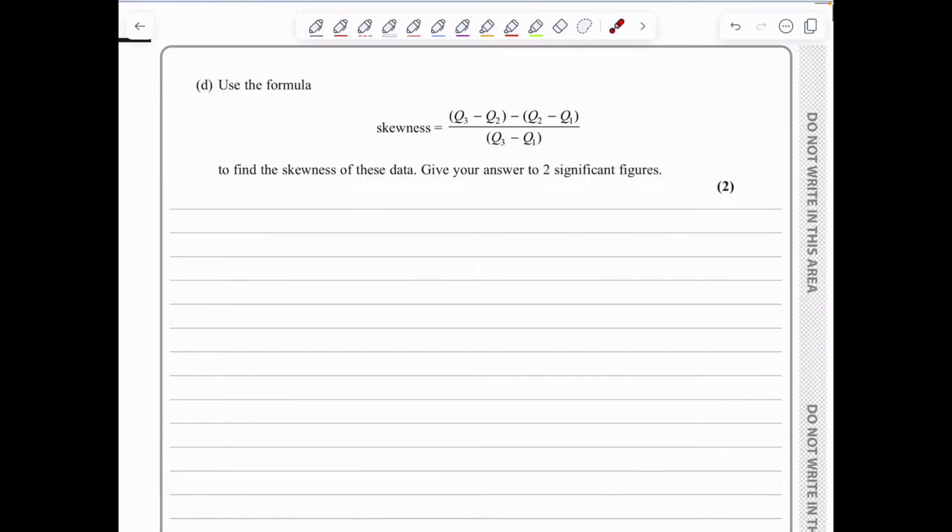In part D, we're given a formula for the skewness, and we need to evaluate this for this particular set of data. So the skewness in this case will be Q3, which is 37, minus Q2, which is 26, minus the Q2 of 26 minus the Q1 of 19, over Q3 minus Q1, which is 37 minus 19, which corrected to 2 significant figures turns out to be 0.22.